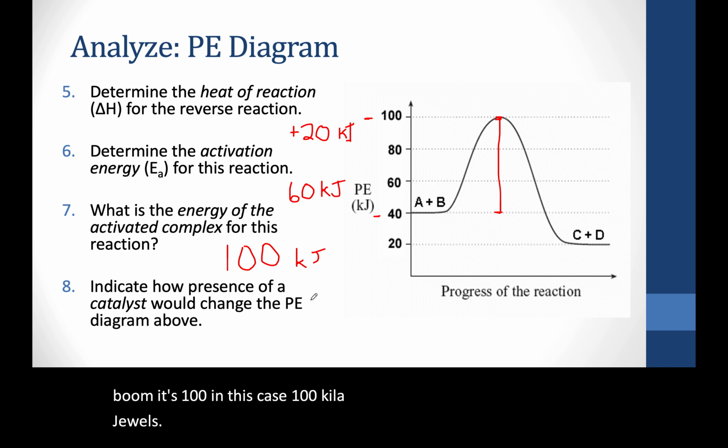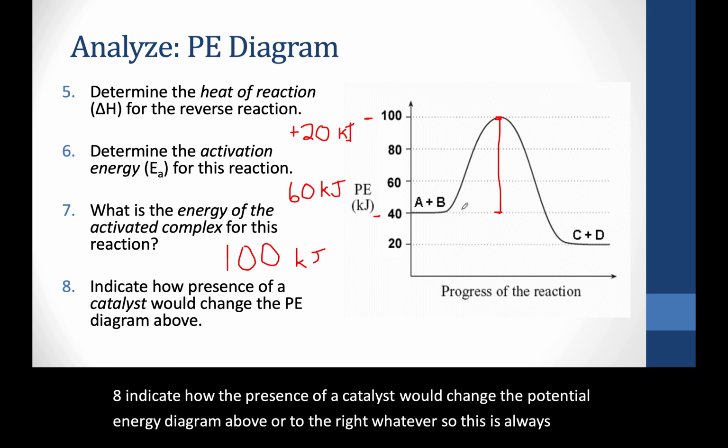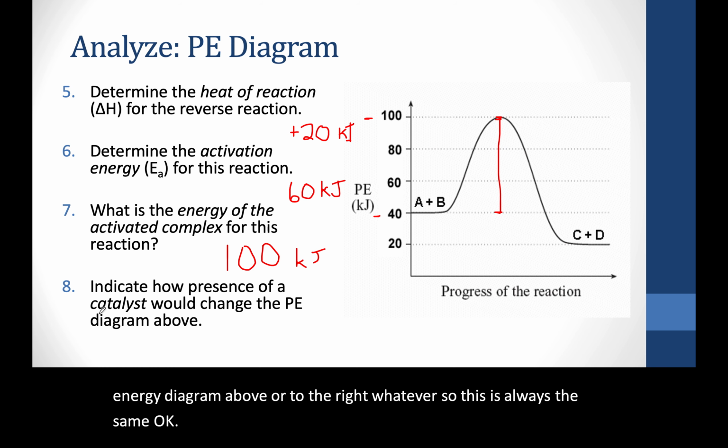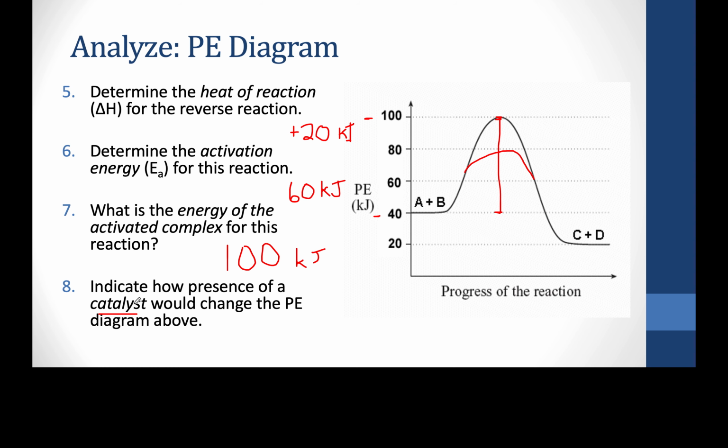Number 8, indicate how the presence of a catalyst would change the potential energy diagram above or to the right, whatever. So this is always the same. A catalyst will always lower the potential energy hill. So it might go up to here and then stop here and then come back down. So it's always going to lower the hill. So when it says indicate how the presence of a catalyst would change the diagram, you always just make the hill lower. Now you could go down here if you want.